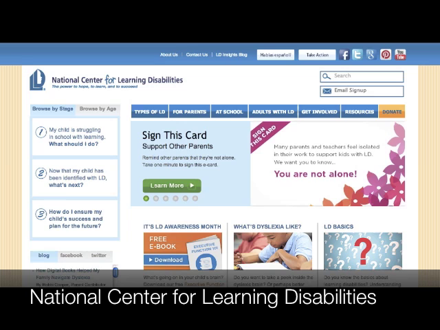The National Center for Learning Disabilities is another website in which you can search about learning disabilities, and you can search by stage of the disability. So if your student is struggling, or if they already have been identified with the learning disability, you can also search by age. So whether it's elementary, intermediate, high school, and they even have a section for college and adults.